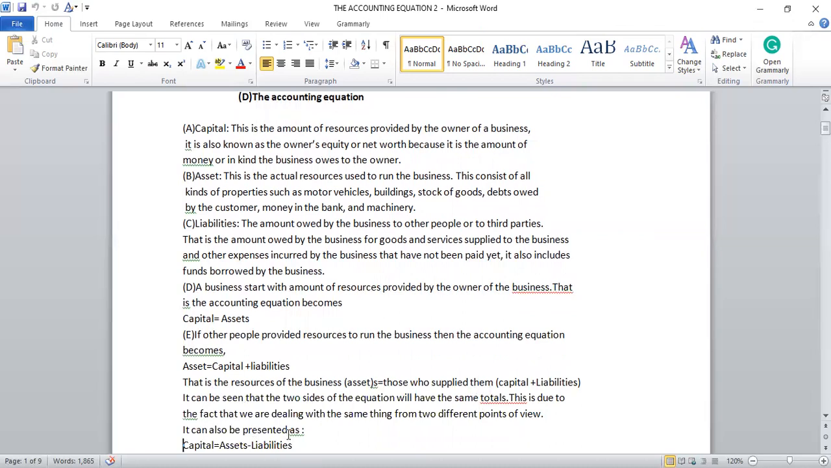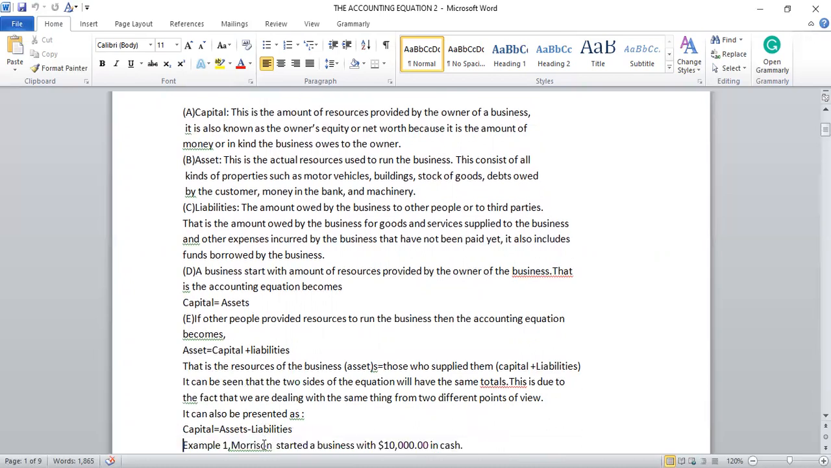It can also be presented as capital is equal to asset minus liability, which is the same equation turned around. Okay, let's continue. That is, the resources of the business, the asset, is equal to those who supply them, the capital plus liability. It can be seen that the two sides of the accounting equation have the same total. This is due to the fact that we are dealing with the same thing from two different points of view. It can also be presented as capital is equal to assets minus liability.